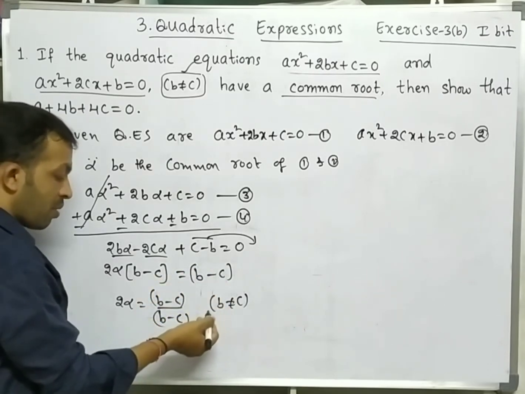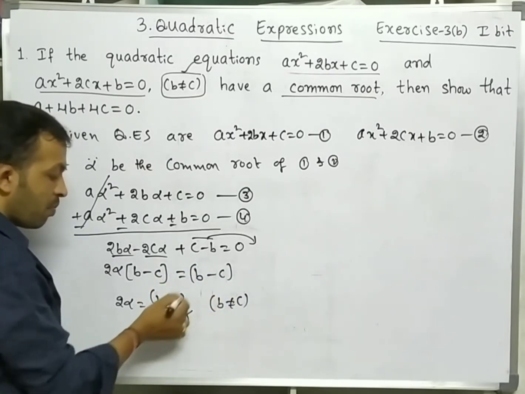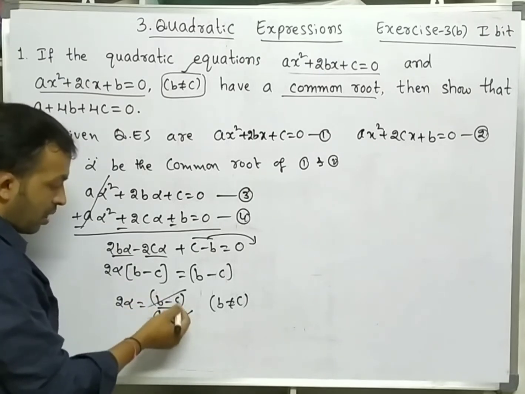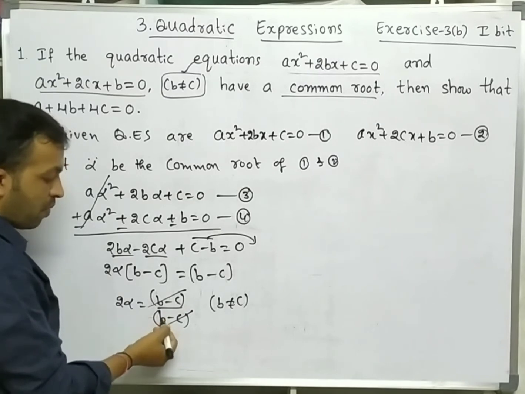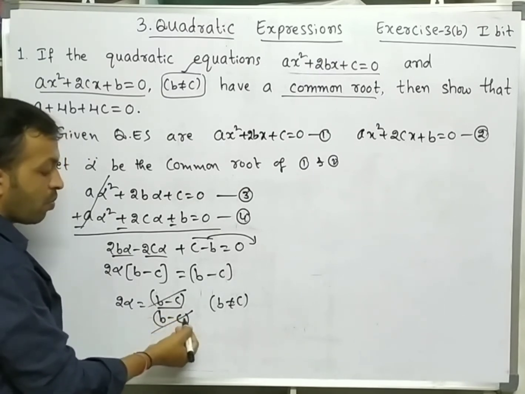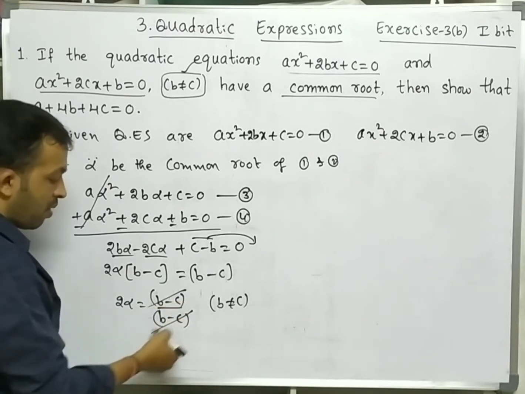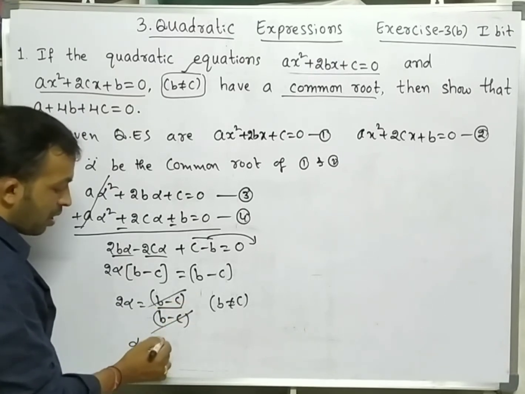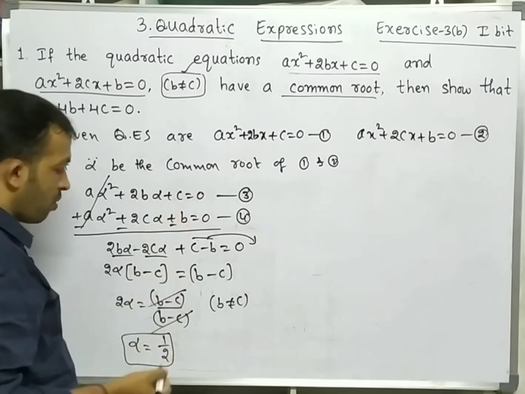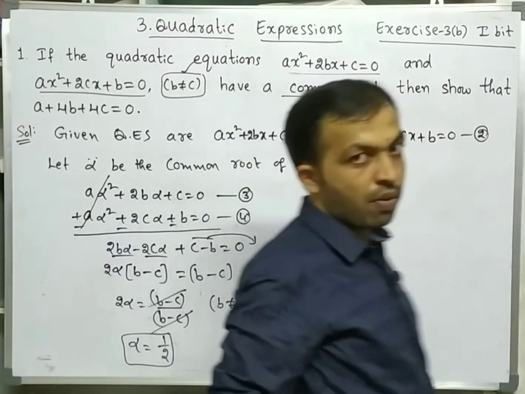If b is equal to c, it is of the form 0 by 0. If b not equal to c, then these two become cancelled. Okay, they are the same terms. So if we take b is equal to 2 and c is equal to 1, where b not equal to c, 2 minus 1, 2 minus 1, both are the same, they will get cancelled. Then alpha is equal to 1 by 2. So after solving 3 and 4, we got the value of alpha.